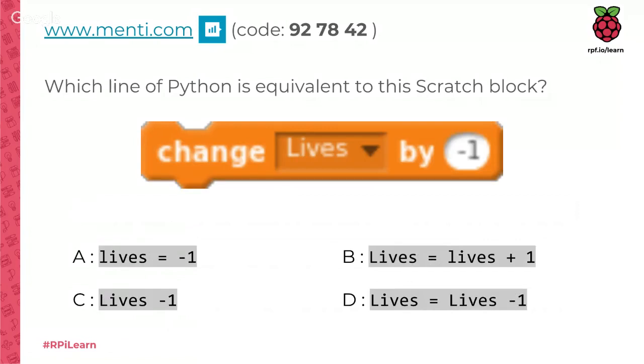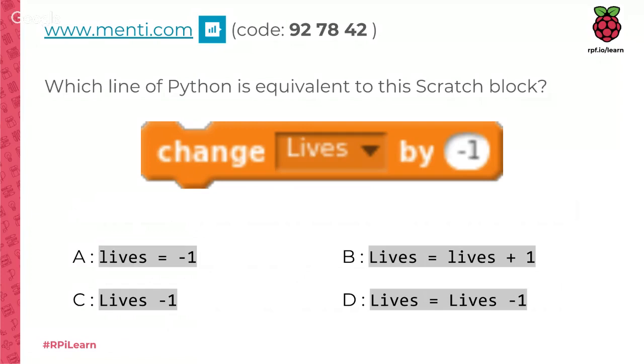So what's going on here? Which line of Python is equivalent to this block? Okay, and I'm going to give you 30 seconds because I'm feeling generous on this one. So we've got 30 seconds to vote on this one. So is it lives equals -1, lives equals lives plus 1, lives -1, or lives equals lives -1?